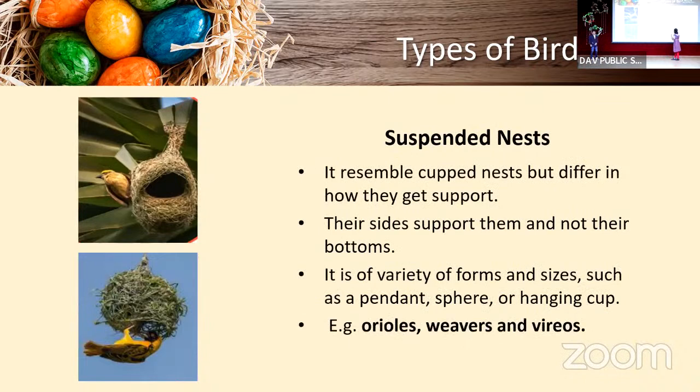Suspended nests. They resemble cup nests, but differ in how they get support. The sides support them, not the bottom. They come in a variety of forms and sizes, such as a pendant, sphere, or hanging cup. Examples are orioles, weavers, and bearers.